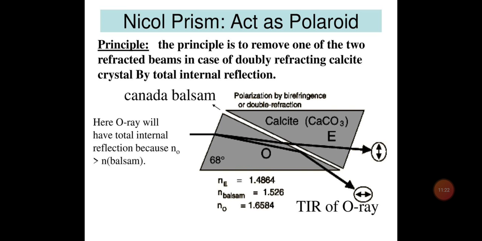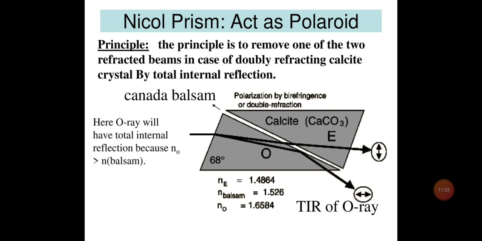So Nicol prism is made in such a way that the O ray, that is the ordinary ray, gets eliminated internally by the total internal reflection, and only E ray, that is the extraordinary ray, will emerge out through the prism. So this is the principle of Nicol prism. So we can see here that the O ray will get TIR and it will be eliminated, and we will get the E ray only as the emergent plane polarized beam.